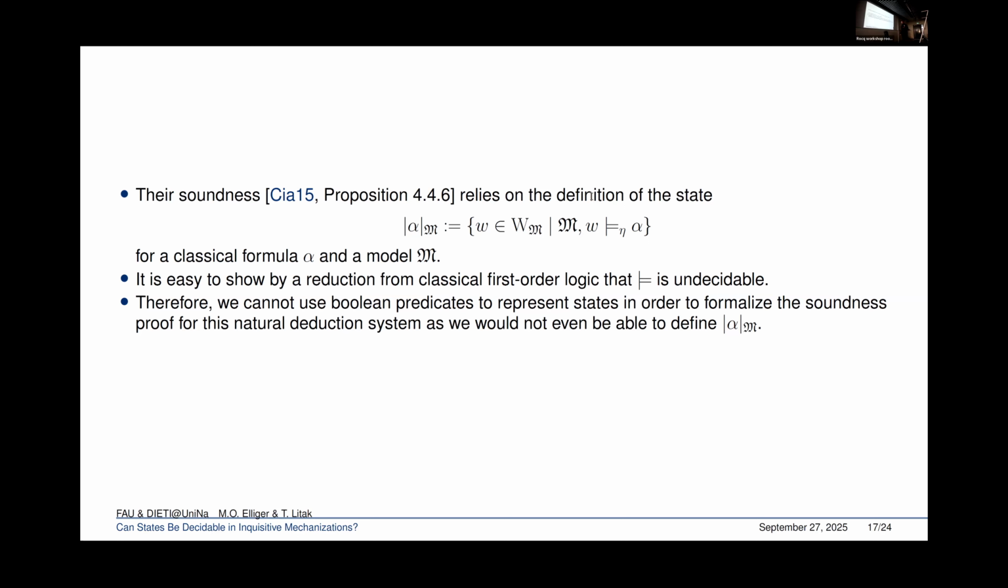This, as long as your signature contains not just unary relation symbols, means that the very notion of state being used here cannot be decidable. So it will be very hard to square this approach, or at least a formalization of the soundness proof that they are giving, with the use of Boolean predicates.